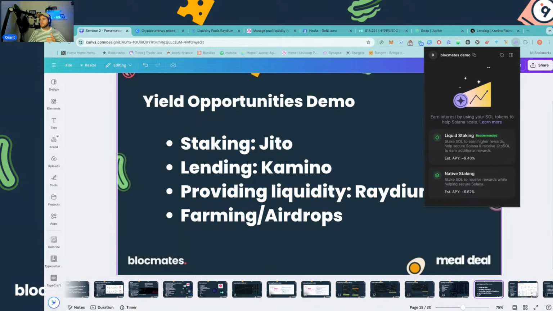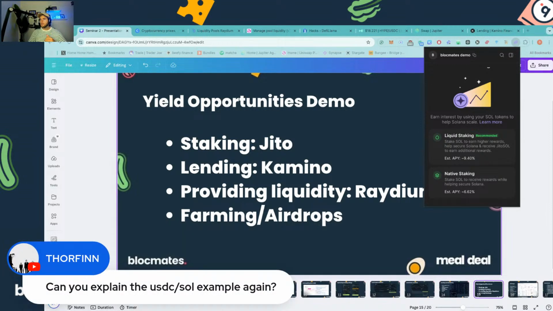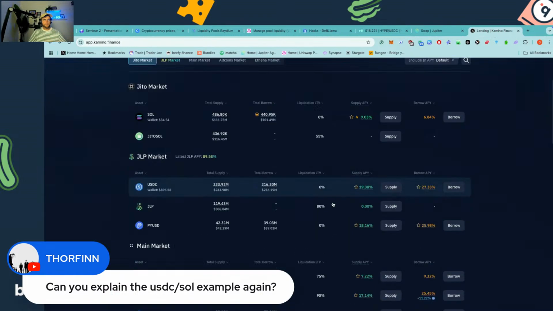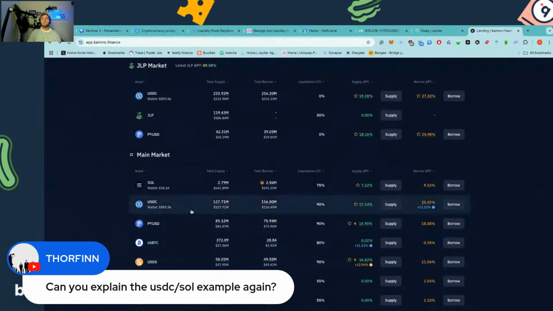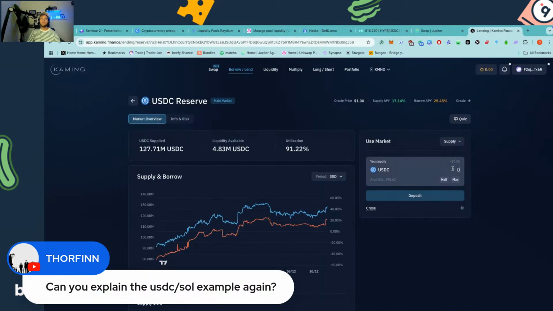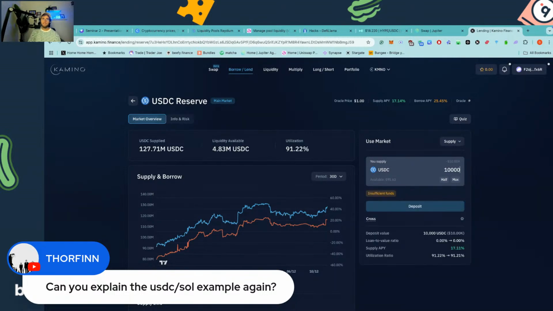USDC Sol example again. Yeah. All right, let me go back to Kamino a second, just to reiterate how to use a money market to short Solana. That's what we're technically doing here. You've got $10,000 USDC. You deposit it in.